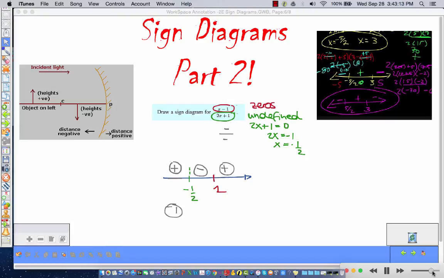We are back and better than ever, and we are finishing up sign diagrams right now with part 2. Just a couple of examples. It should be quick. Let's get to it, shall we?